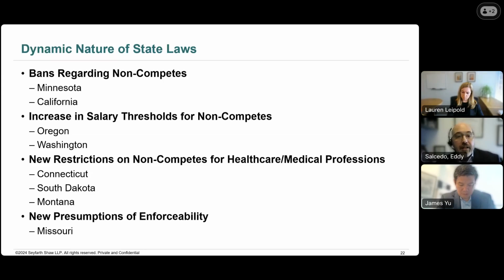Connecticut, South Dakota, and Montana, as you see there, have some new restrictions. They're adding healthcare and medical professions to the areas that can no longer be restrained by non-competes. Once again, keep that in mind, especially if you have a national rollout. Missouri also now has presumptions of enforceability as far as whether or not the agreements can be enforced.